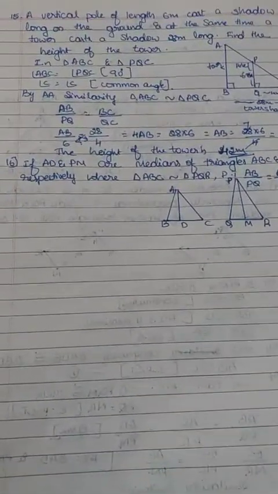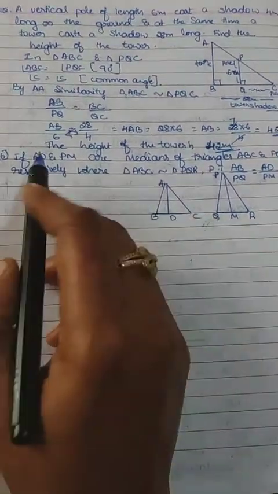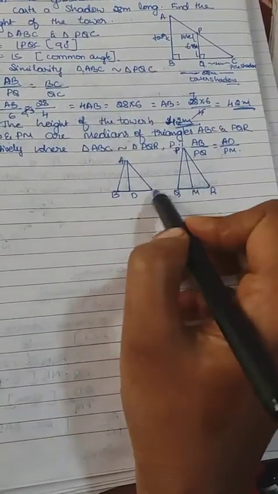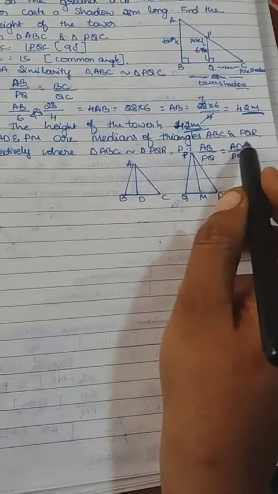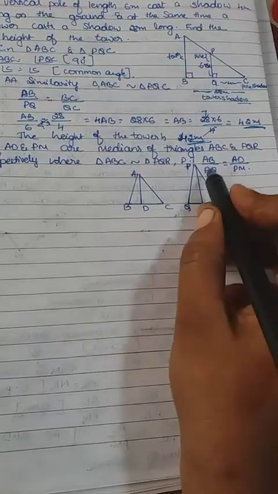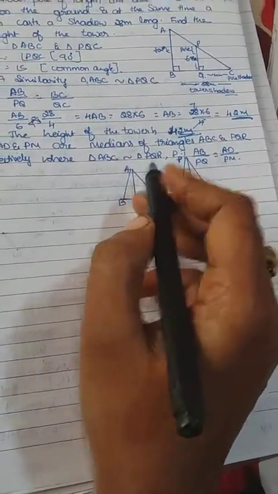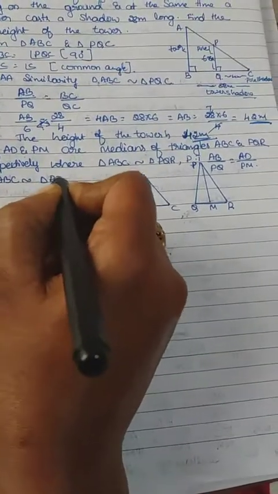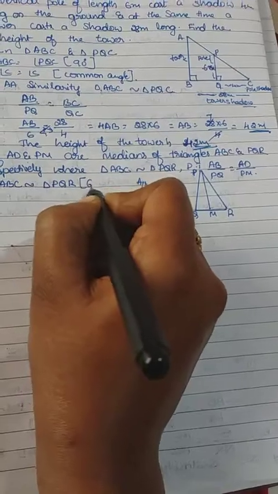Yes, it is the last sum in your exercise 2.3. Let us move further. If AD and PM are the medians of the triangles ABC and PQR respectively, where triangle ABC is similar to triangle PQR, prove that AB divided by PQ equal to AD divided by PM. So which triangle is given, triangle ABC similar to triangle PQR, it is given.